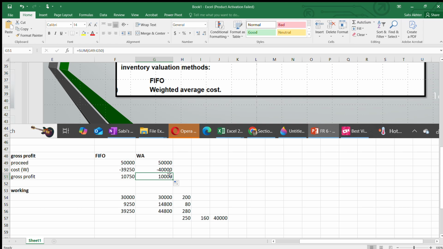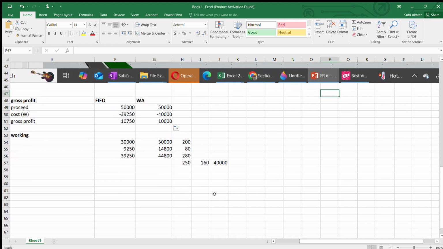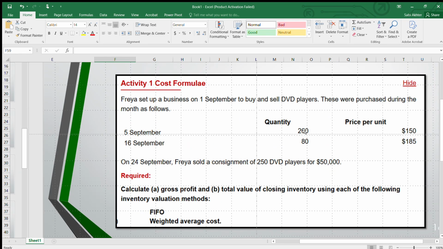Now part A is over. Coming to part B. Okay. Part B, you have to find the closing inventory under both. So closing inventory. See what is left over. You have taken 200 quantity, you have sold the entire amount because 250, and then from 80 you have utilized 50. So balance remaining is 30.